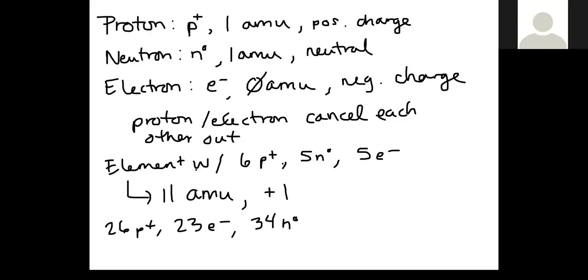What's my mass number? 60. 26 plus 34 is 60. So 60 AMU. And what's my charge? Plus 3. Because we have 3 more protons than electrons. So 23 of those electrons are canceled out by the 23 protons, and we have 3 protons left over. That's a +3 charge. Excellent.